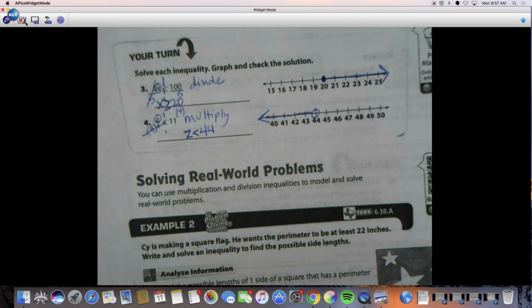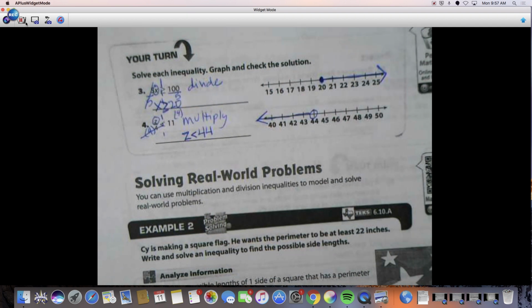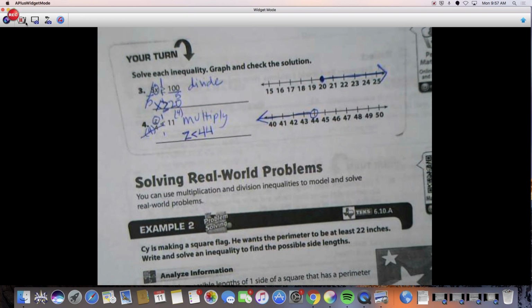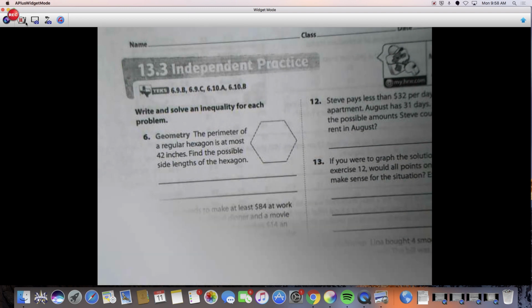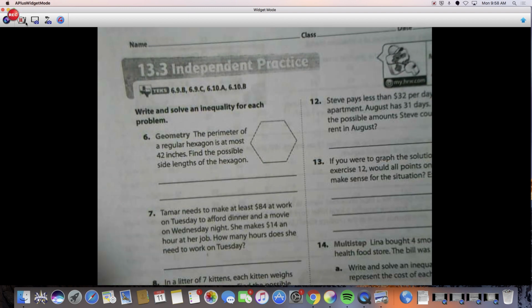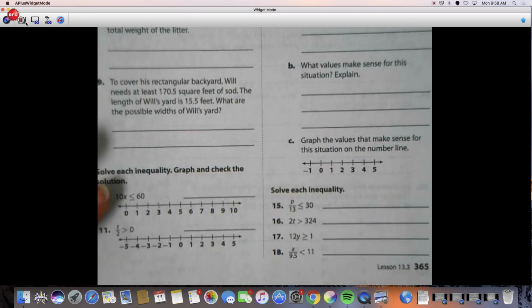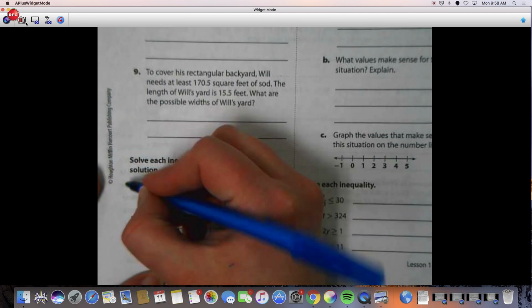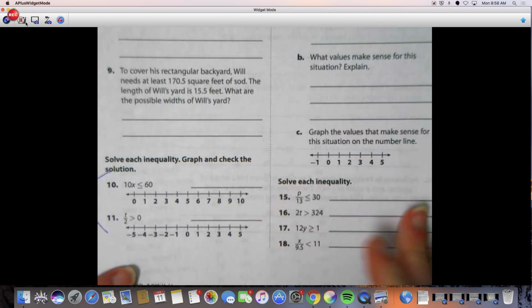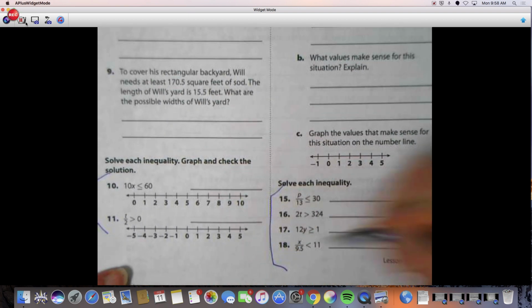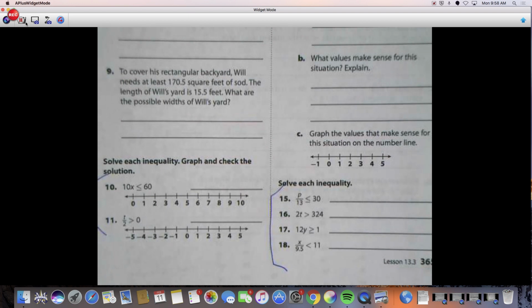Okay, so now I want you to practice. You're going to go to page 365. You're going to complete numbers 10 and 11 and 15 through 18. On page 365, you're completing numbers 10 and 11 and 15 through 18.